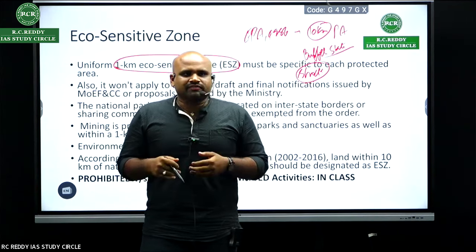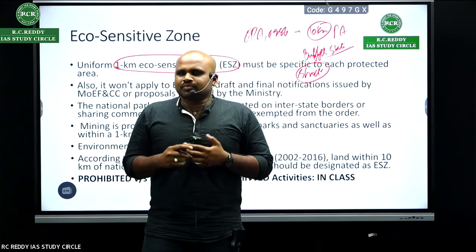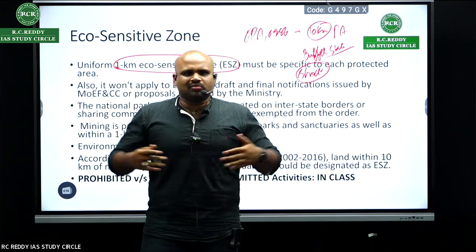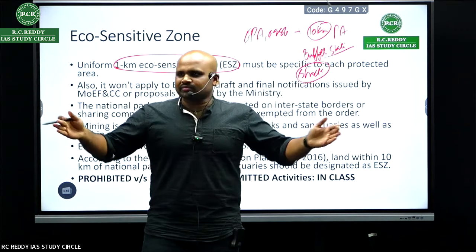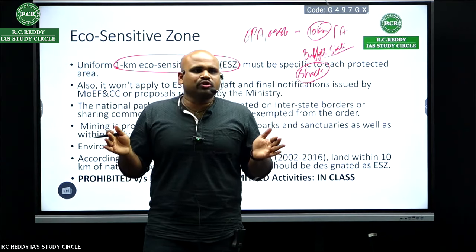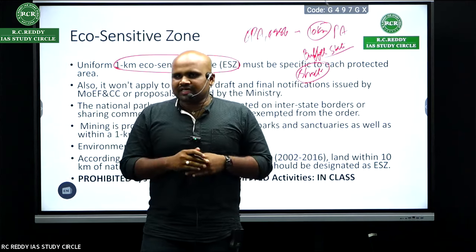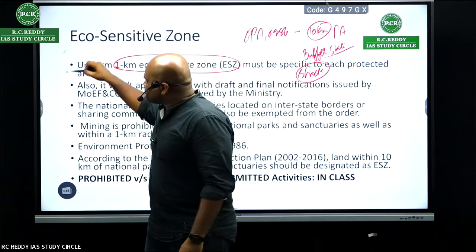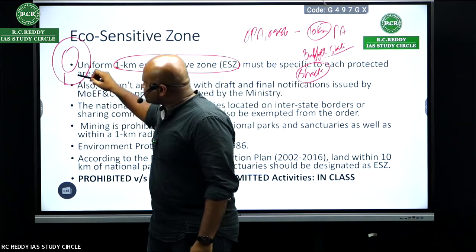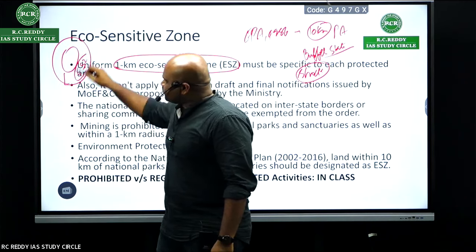Now, here when I observe, slowly what started happening is, the Supreme Court came up with a judgment: 10 kilometers is too much. Let's go for something smaller. And it said, we will have to go for a uniform 1 kilometer. Now, when it said uniform 1 kilometer, that means if this is the protected area, 1 kilometer around this has to be what? Eco-sensitive zone.